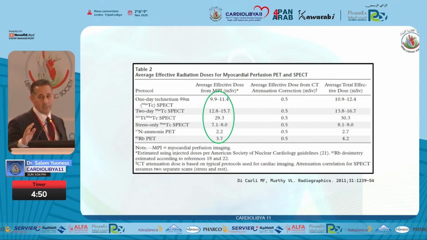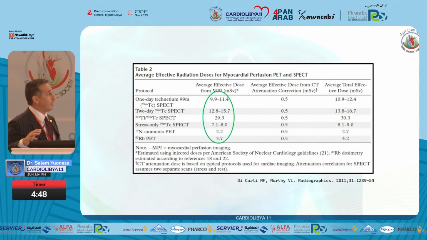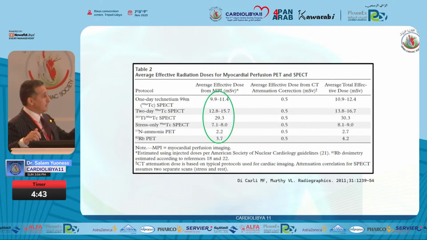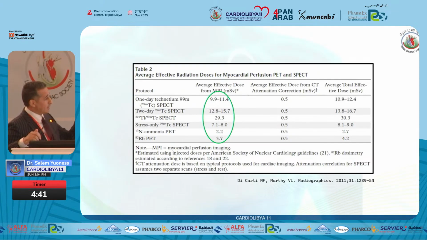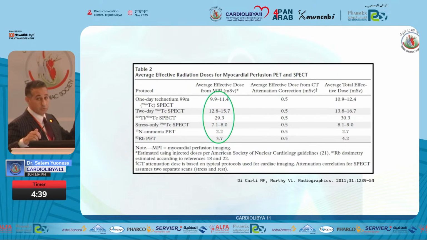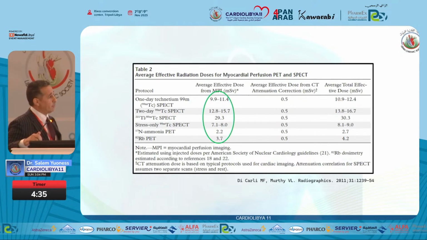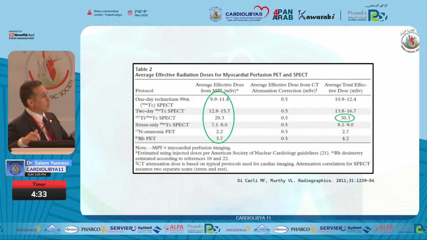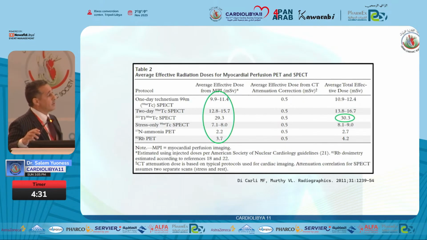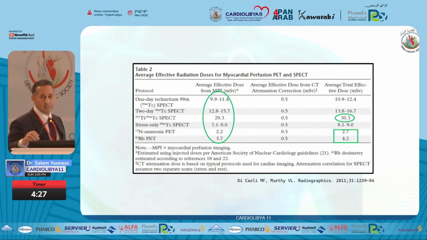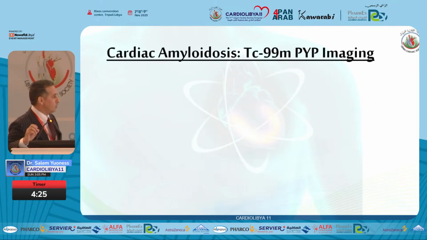People talk about radiation dose. Everybody's afraid. It's low dose, it's not really high. However, you can do a 1 day or 2 day protocol for stress. You can see the radiation dose. The highest is with thallium, which is 29.3. The lowest will be in a PET CT where you see rubidium and ammonia. And the average total effective dose is 30.3 millisievert for thallium compared to 2.7 for PET CT, significantly reduced dose.